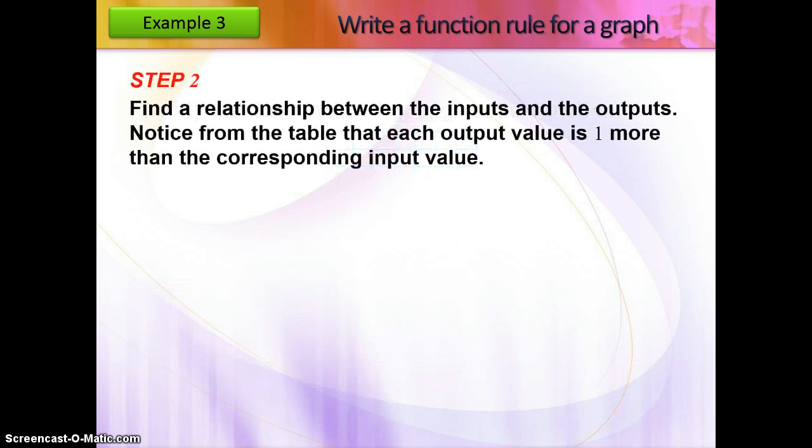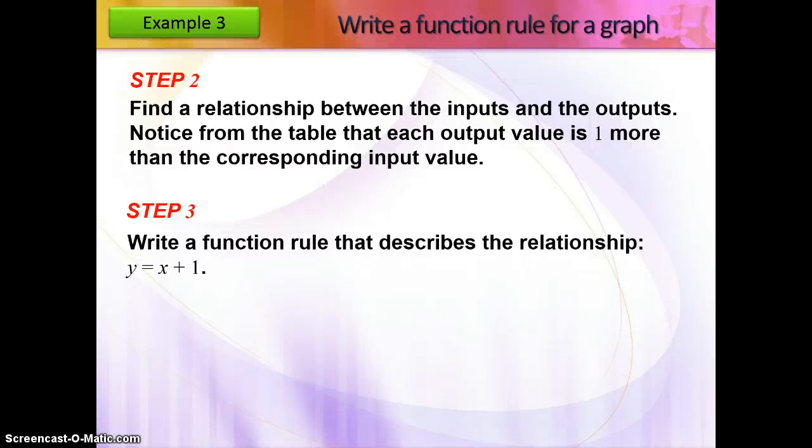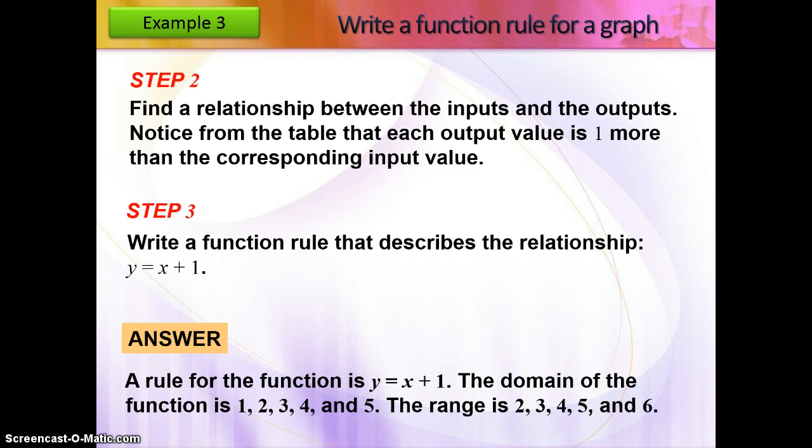Once you have your table, you want to find the relationship between the inputs and the outputs. Notice from the table that each output value is one more than the corresponding input value. So, to write the function rule that describes the relationship, for every x value, the y value is 1 more. So the equation would be y equals x plus 1. A rule for this function is y equals x plus 1.